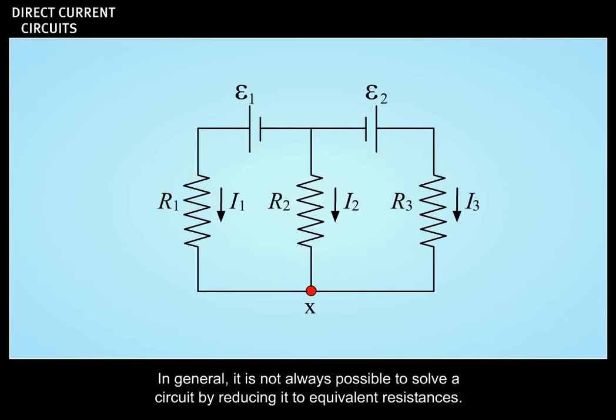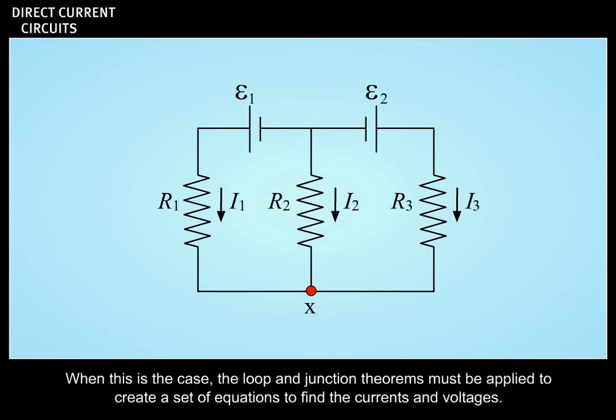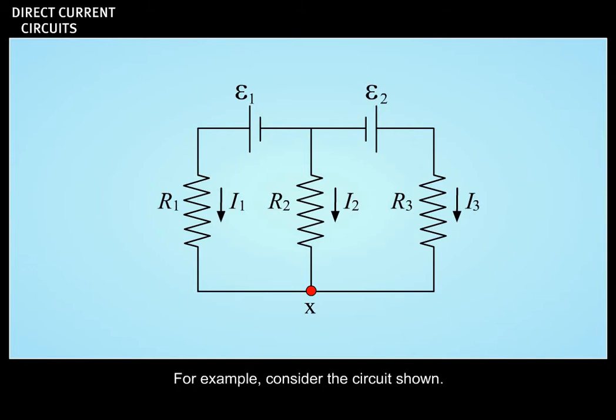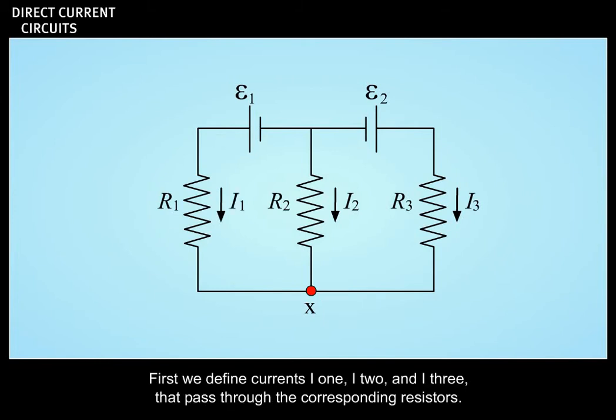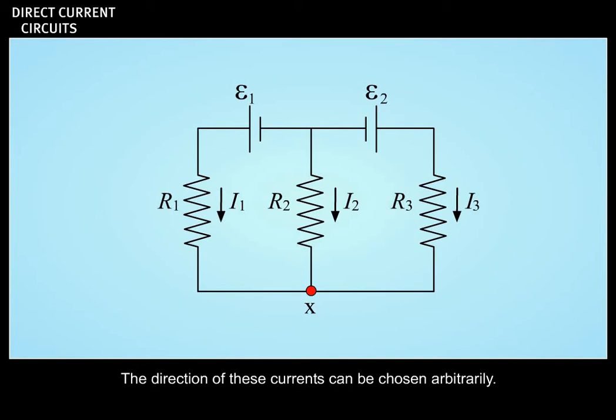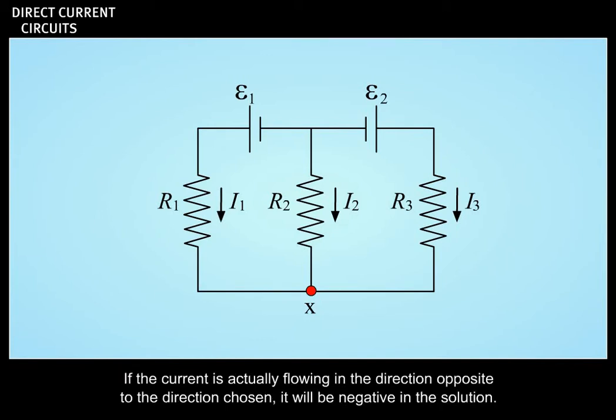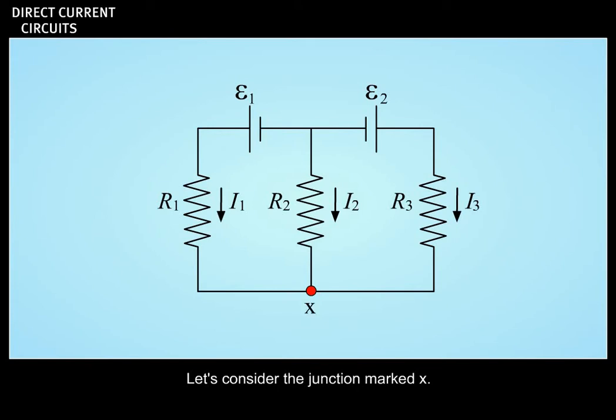In general, it is not always possible to solve a circuit by reducing it to equivalent resistances. When this is the case, the loop and junction theorems must be applied to create a set of equations to find the currents and voltages. For example, consider the circuit shown. First, we define currents I1, I2, and I3 that pass through the corresponding resistors. The direction of these currents can be chosen arbitrarily. If the current is actually flowing in the direction opposite to the direction chosen, it will be negative in the solution. Let's consider the junction marked X.